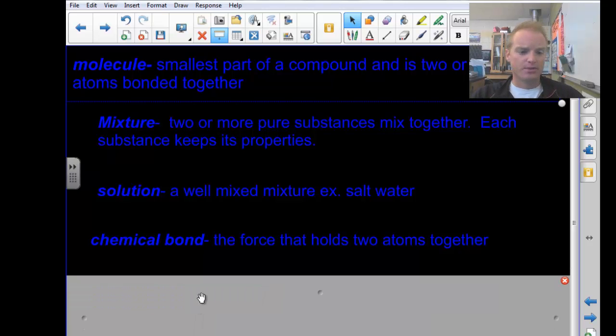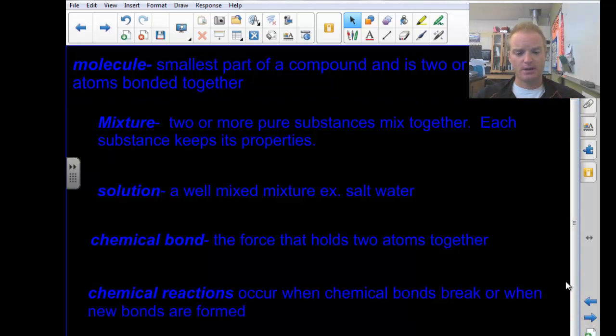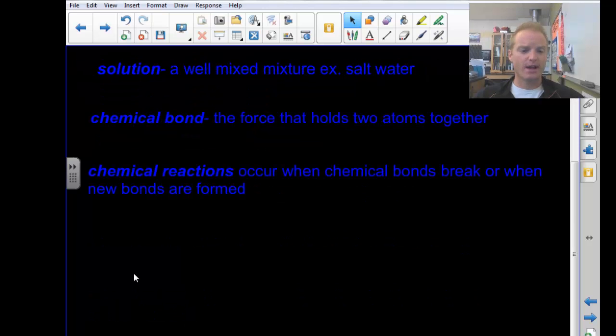Now, when these chemical changes actually happen, remember we have these bonds that are holding atoms together. And a chemical bond is that force that holds atoms together. A lot of times this is done by those valence electrons we'll talk more about in the future, but a chemical bond is that force that holds two atoms together. And then finally here, chemical reactions occur when chemical bonds break or when new bonds are formed. So during a chemical reaction, bonds often break and are reformed, and we get new molecules being formed out of that because they're being rearranged, they're being reshuffled.